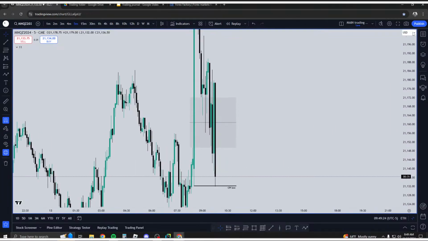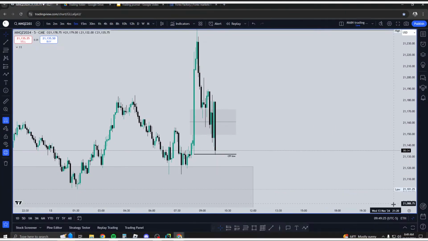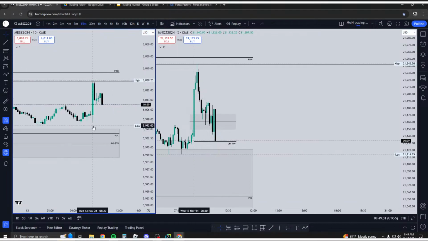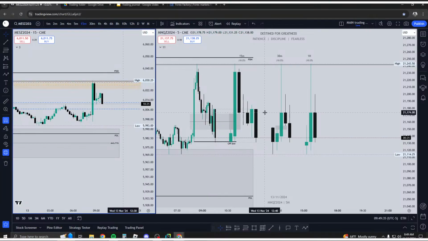So it appears that we just took out CPI lows. Let me see if we took out CPI lows on ES. So we've yet to take out CPI lows on ES. That means there's an SMT right now.